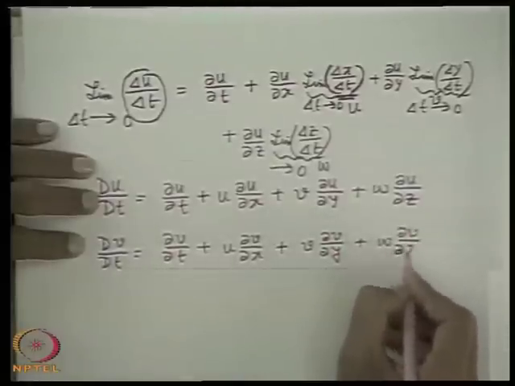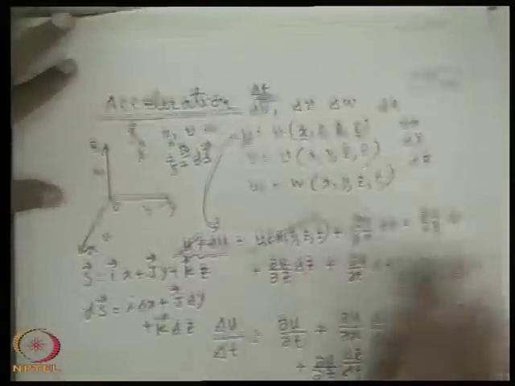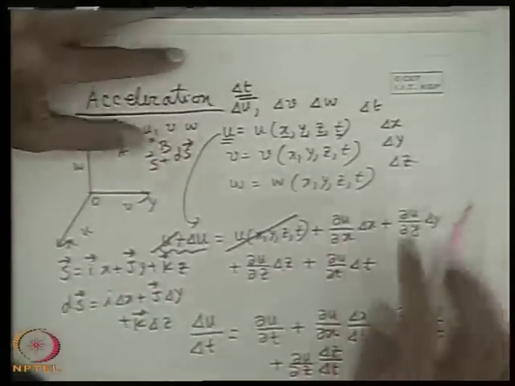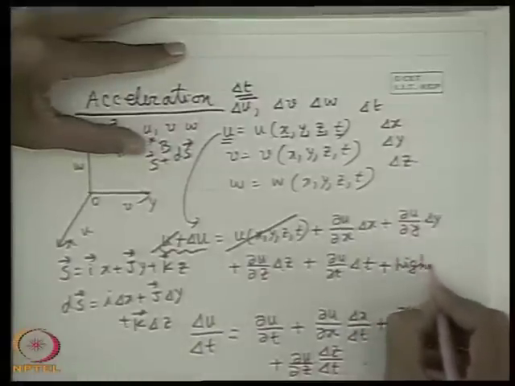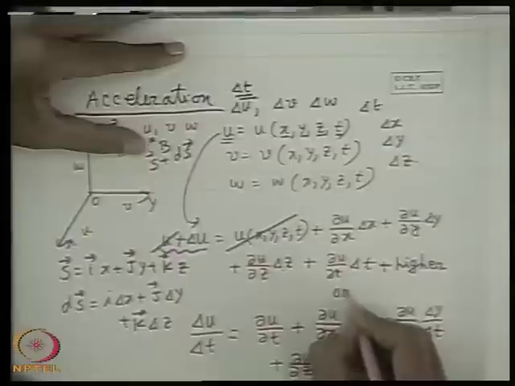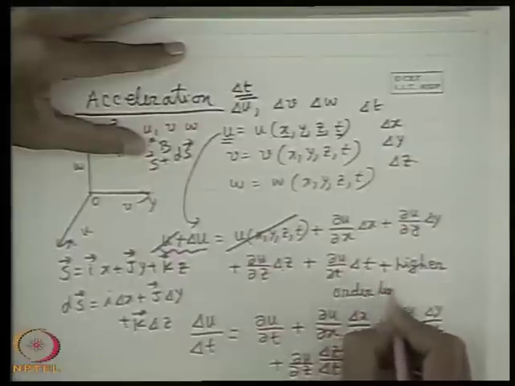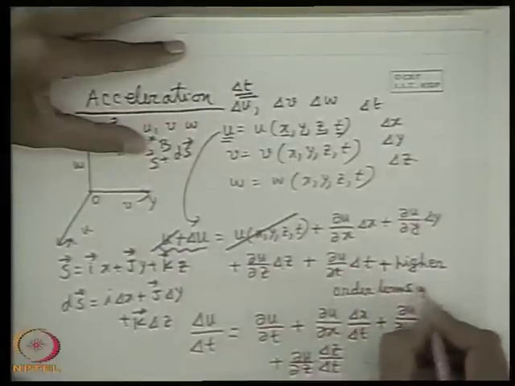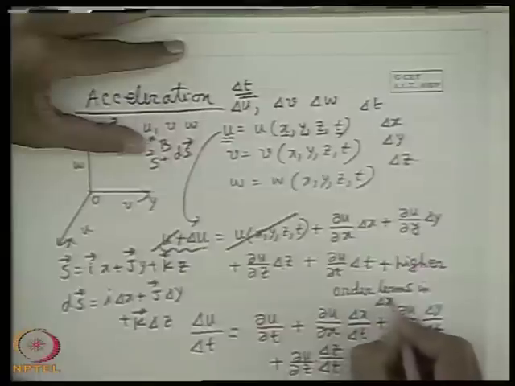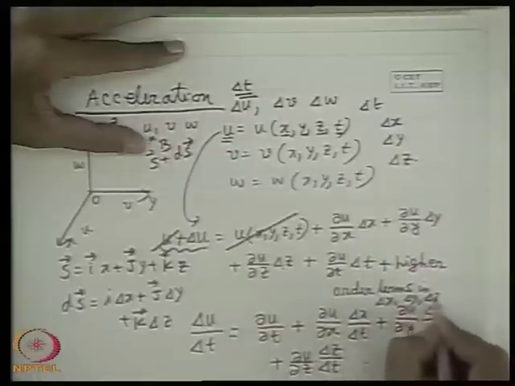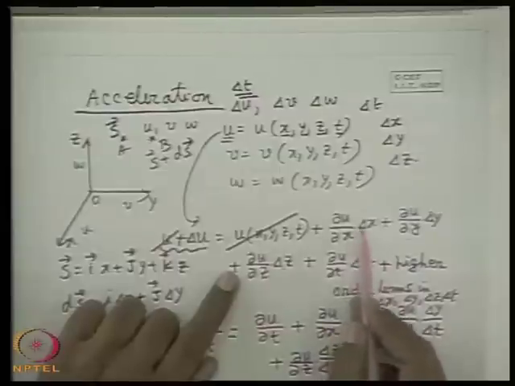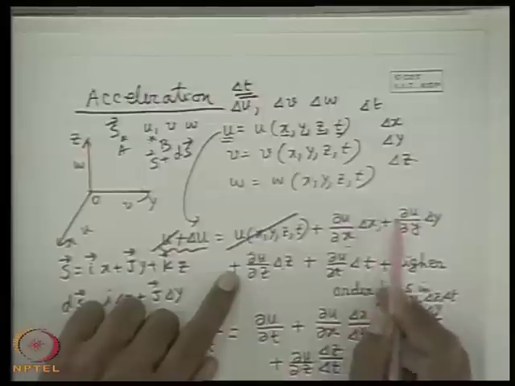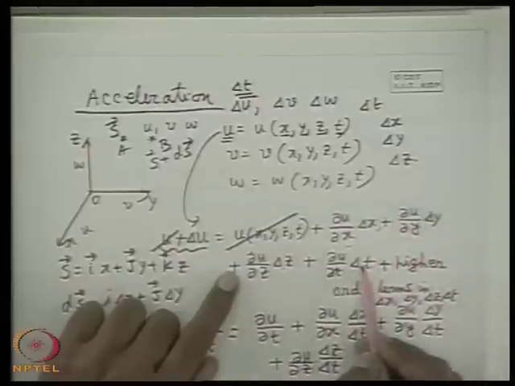Now, here I have forgotten to tell you one thing, I am sorry. Please go back to the earlier slide. Here there were higher order terms, because you can ask me, sir, why have you not written this in a Taylor series. Higher order terms in del x, del y, del z, del t. That means this is the first order term, as you know, then the terms of higher order will come, where delta x square, delta y square, delta t square will be there.